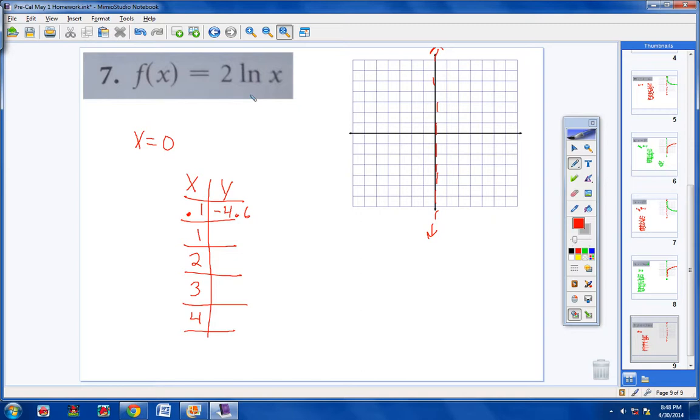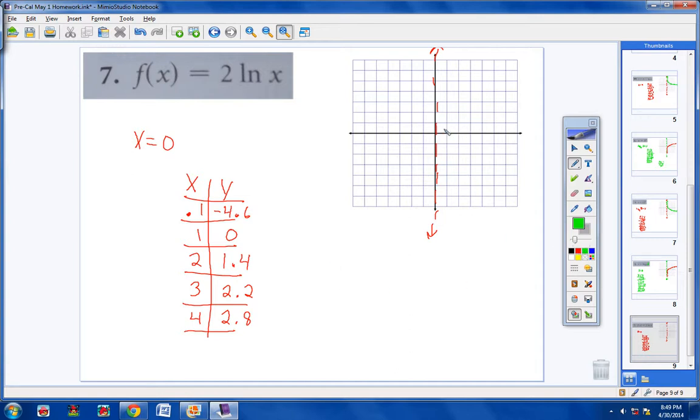So next I'm going to type in 2 times the natural log of 1, and I will get 0. And then 2 times the natural log of 2, and that will give me 1.4. And then 2 times the natural log of 3 will give me 2.2. Of course, I'm rounding these. And then 2 times the natural log of 4 gives me 2.8. All right. So with that in mind, let's sketch the graph and we're finished.